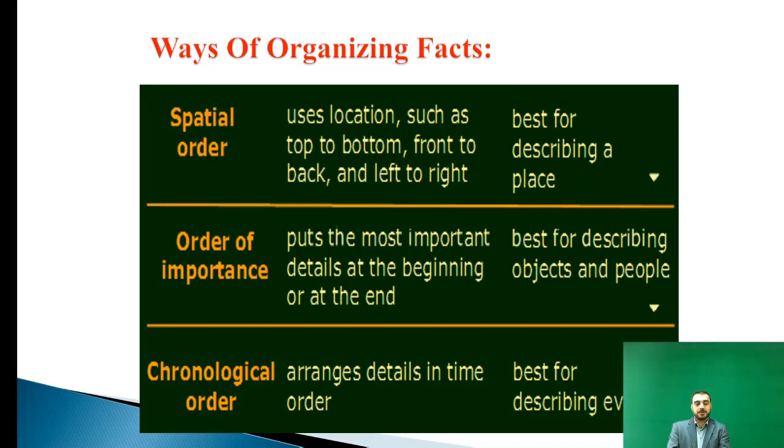When we write the important details at the beginning of the essay, we inform the reader that we are going to describe these important things and the remainder of the information mentioned in the essay. And when we mention the important events at the end of the essay, we give a summary to the reader that all the information mentioned in the descriptive essay is shedding light on or describing these important events. So order of importance is suitable for describing objects and people.